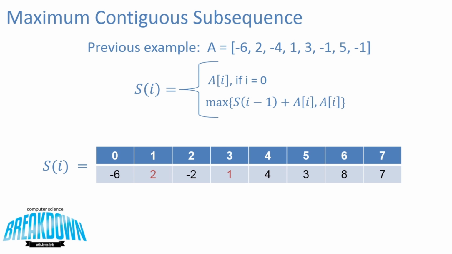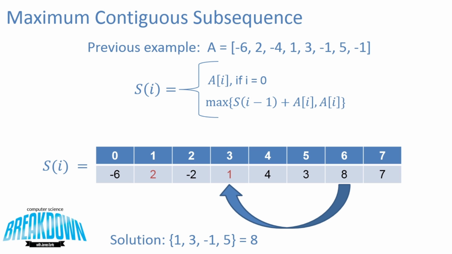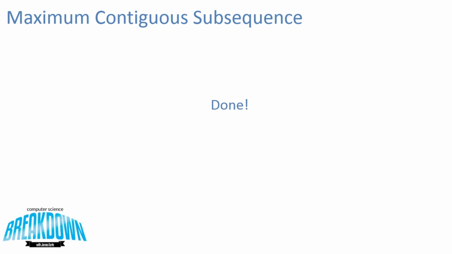So starting at the maximum value, we can move left until we encounter a number we've highlighted as red, and that's actually going to be what represents our optimal sequence. Because now we can see that 1, 3, -1, and 5 are going to represent the maximum sum of any subsequence given this array. And our value is 8. So now that we've done this, we're actually done.